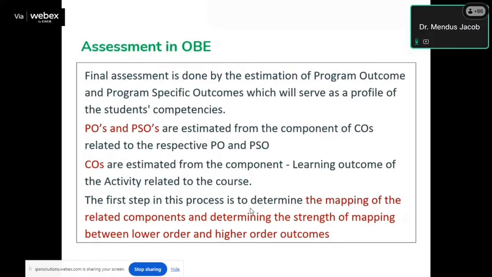So that is the way we can calculate the attainment of POs and PSOs. COs are estimated from the component learning outcome of the activity related to the course. So the first step in this process is to determine the mapping of the related components and determine the strength of mapping between lower order and higher order outcomes. Lower order outcomes means the COs. Higher order outcomes means the POs and the PSOs.